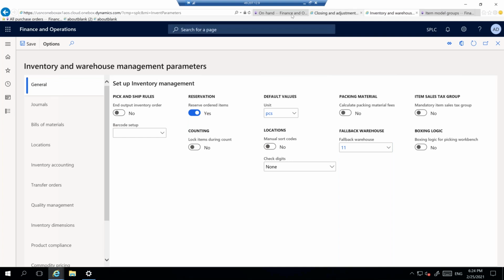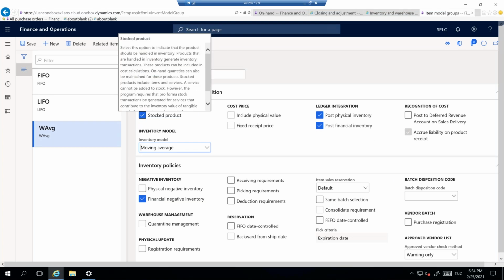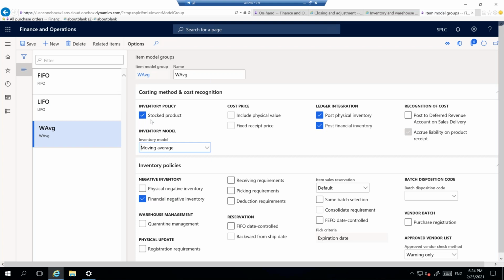Okay, so let me start today. We'll continue on Monday. The first checkbox, stocked product. If you enable this stocked product, then on-hand inventory will be tracked. If it is disabled, there will not be on-hand inventory.